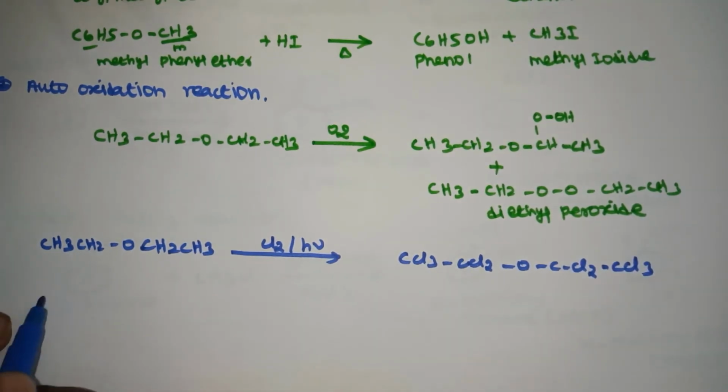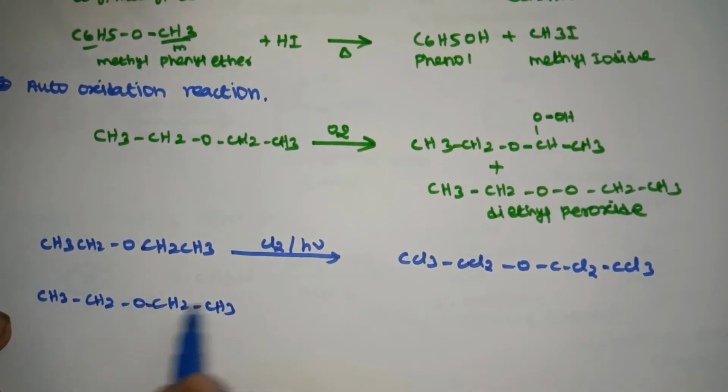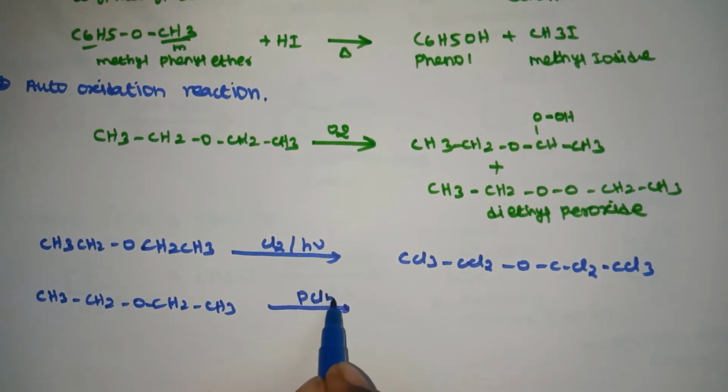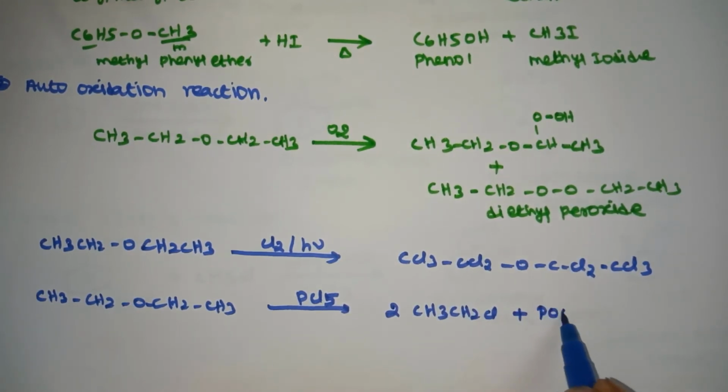Next one, CH3CH2OCH2CH3, diethyl ether, reacts with phosphorus pentachloride to form 2 moles of ethyl chloride, CH3CH2Cl. This is ethyl chloride, and phosphorus oxychloride formation takes place.